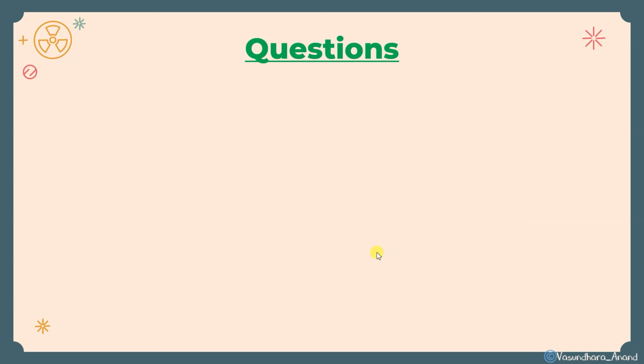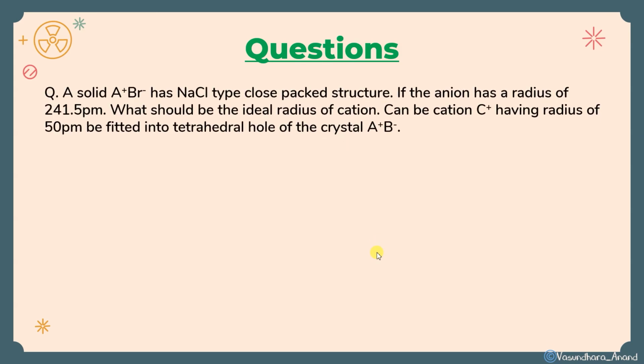Clear? Yes. Another question, the same type. A solid A plus B minus has NaCl type structure, that is, the coordination number is 6. Radius ratio should be in between 0.414 and 0.732. Okay, just for learning I'm telling. Whether this has a use or not, that we will learn.